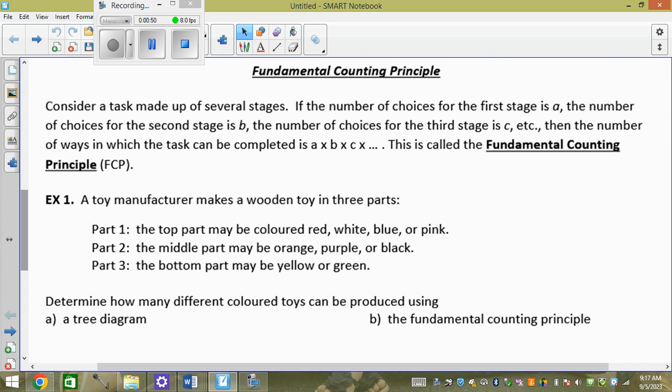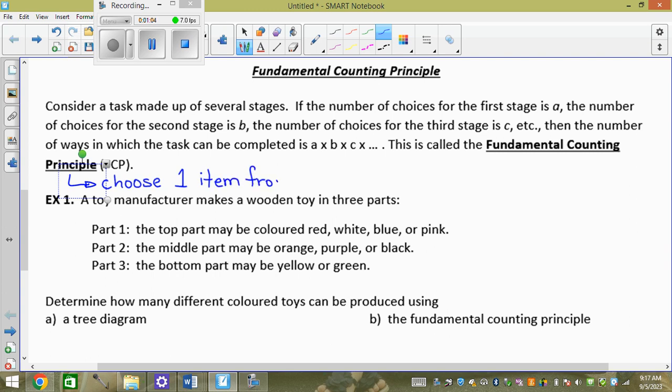Now, the only way we can actually use this, though, is if we're choosing one of each of those things. We can only choose one item from every stage. So if I was making a menu, let's say, and I had appetizers, main course, and dessert, and I picked one appetizer from the appetizer column, one main course, and one dessert, I can use this. But if I pick two appetizers, one main course, one dessert, I can't use the fundamental counting principle anymore. I can only pick one thing from each stage.